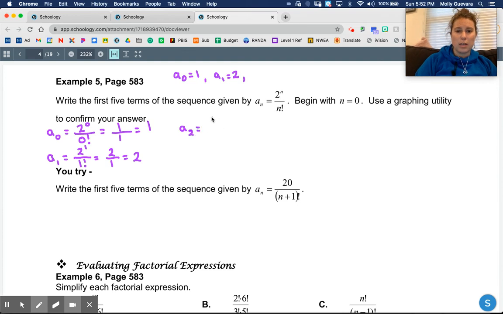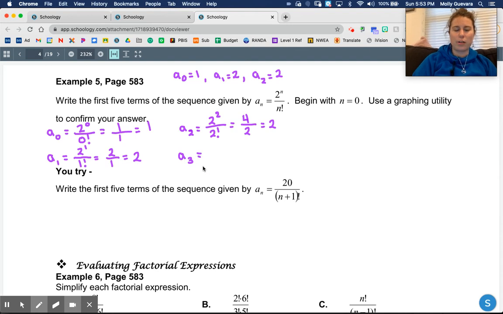A sub 2 is going to give me 2 to the second over 2 factorial. Well, 2 squared is 4, and 2 factorial is 2 times 1, which is 2. So I get 2. It's okay, right? It's just following the pattern. Third term, 2 to the third over 3 factorial. 2 to the third is 8, and 3 times 2 is 6 times 1 is 6. So I get 4 over 3. Always reduce your fractions. So a sub 3 is 4 over 3.